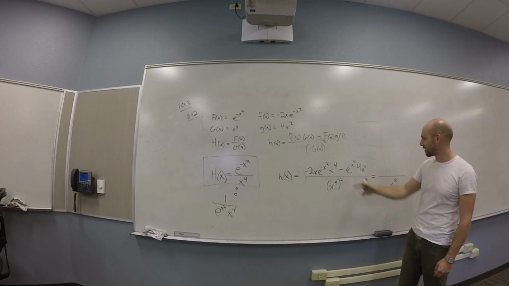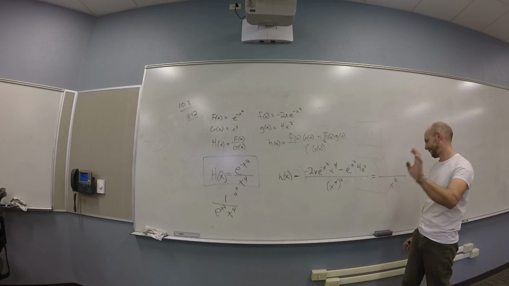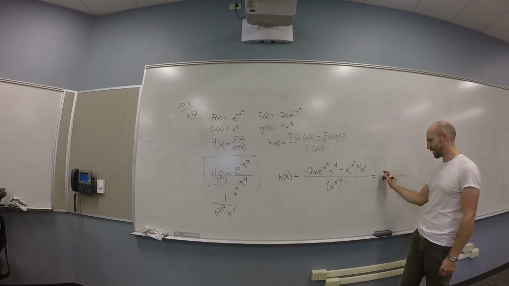And then up top here, I guess we should do some simplifying. What do we got up top? You can pull out a 2x e to the negative x squared. Don't factor anything out. Why?